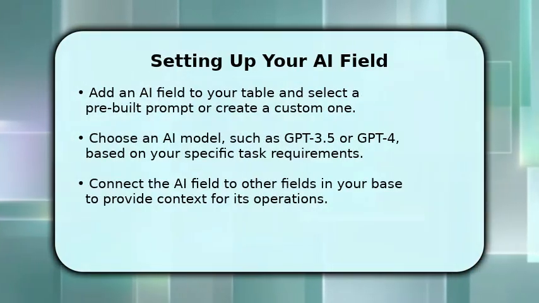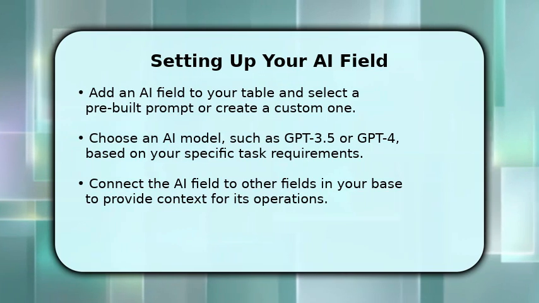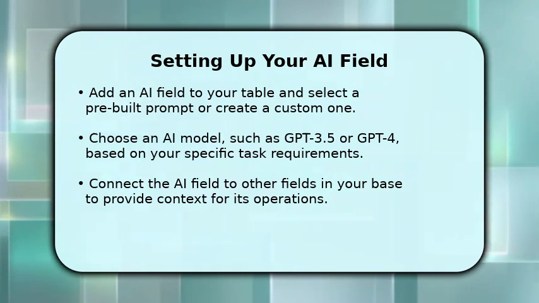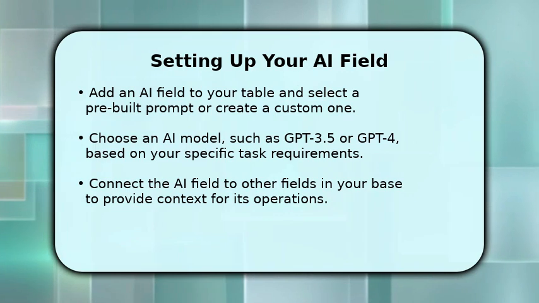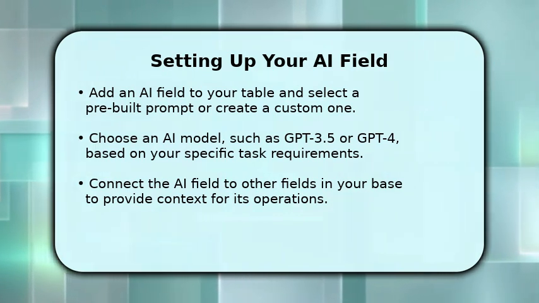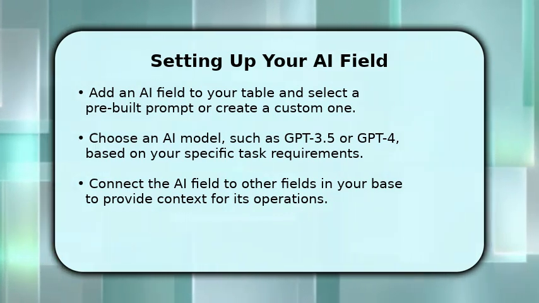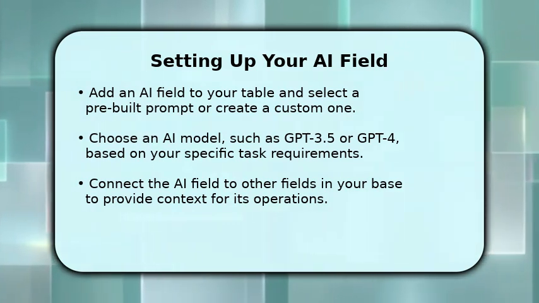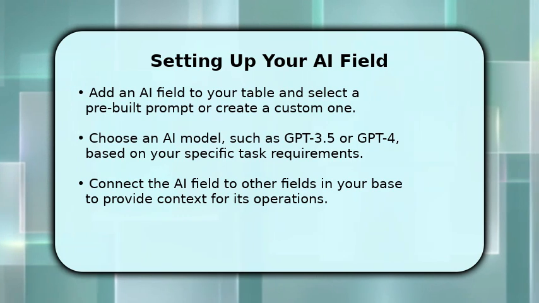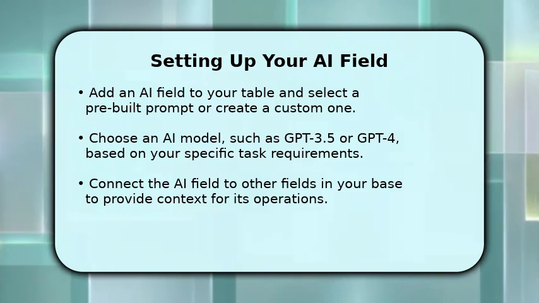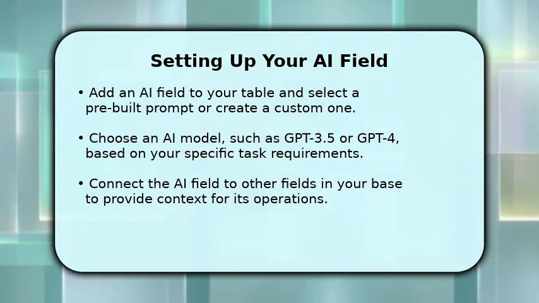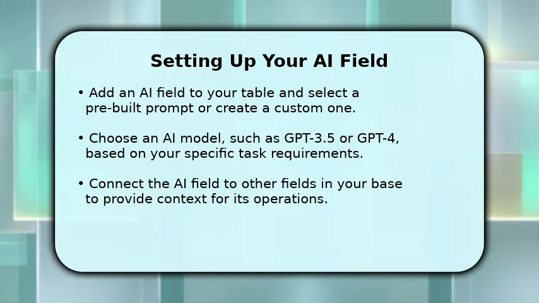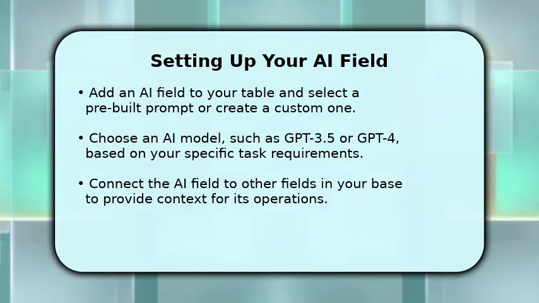To begin, add an AI field to your table, just like any other field type. You'll then choose from a selection of pre-built prompts or craft your own custom instructions. It's crucial to select the right AI model, like GPT 3.5 or GPT-4, depending on the complexity of your task. Finally, link this AI field to relevant data fields in your base to give it the necessary context.